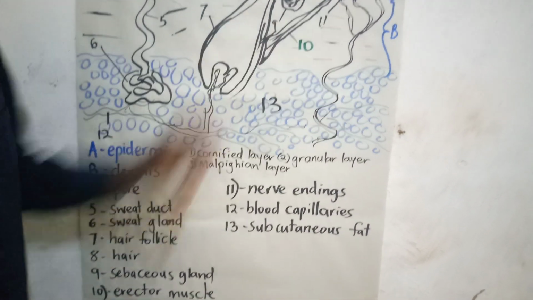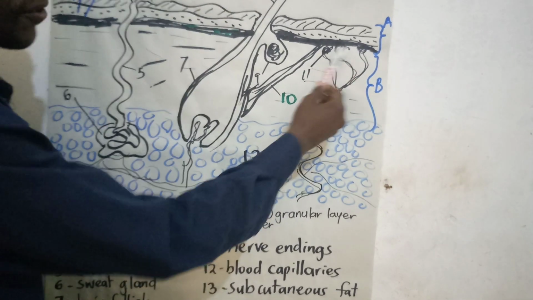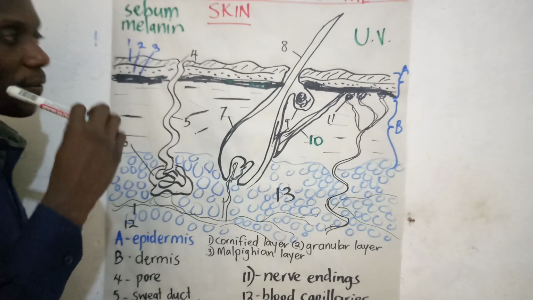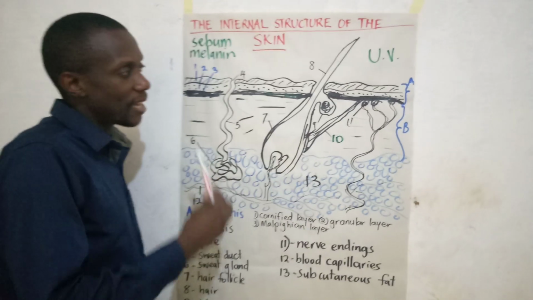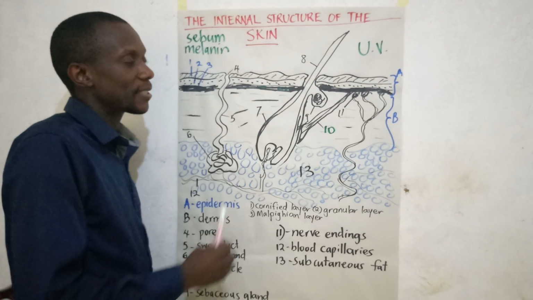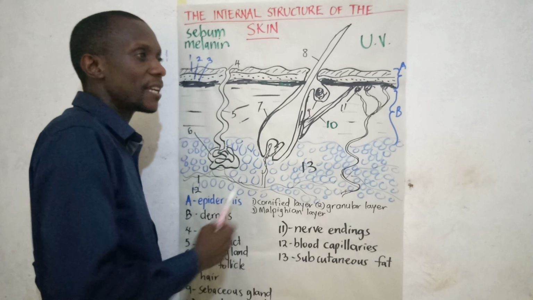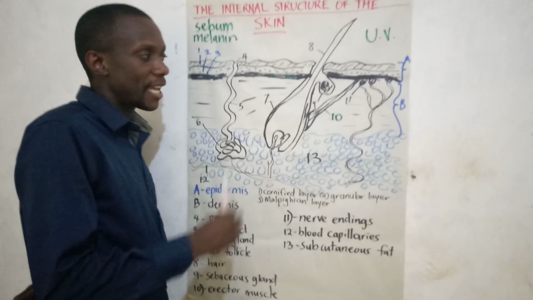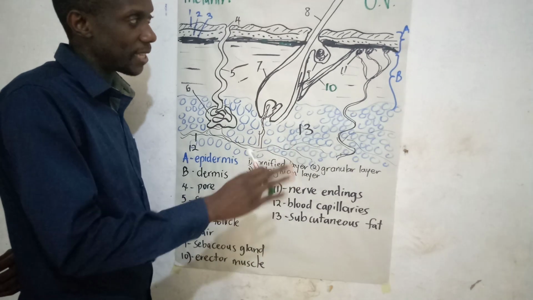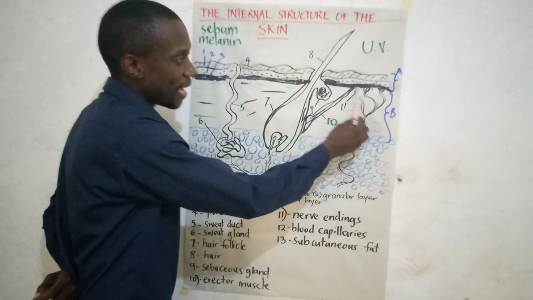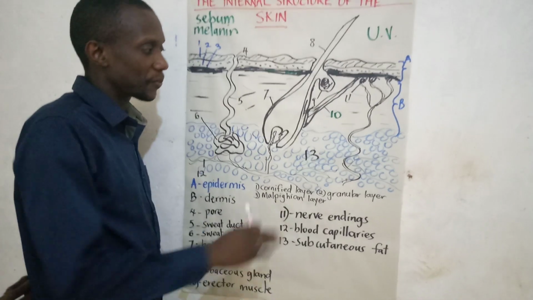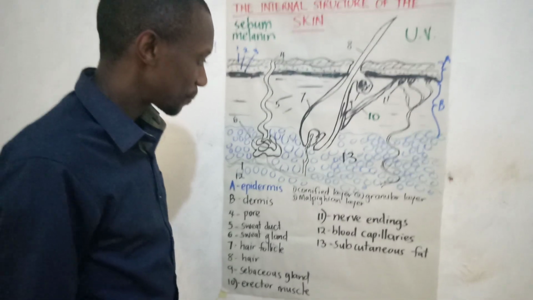Then 11, we have got nerve endings. Your skin has got millions and millions of nerve endings underneath. And we have different nerve endings for different stimuli. For example, we have nerve endings for pain, we have nerve endings for temperature, touch, air pressure, etc. For our level, we are not supposed to go into the details of their names, but the nerve endings are there to detect pain, touch, temperature, and air pressure.